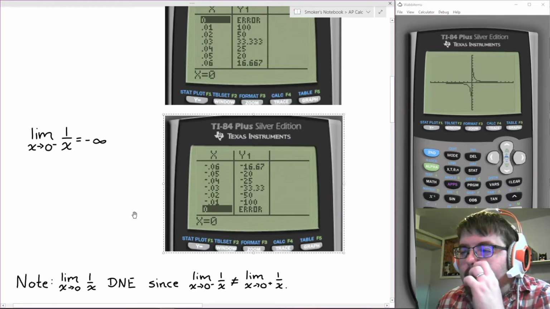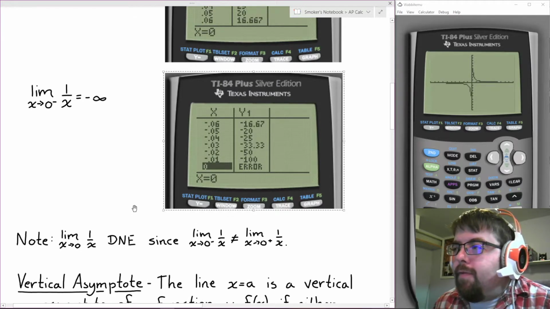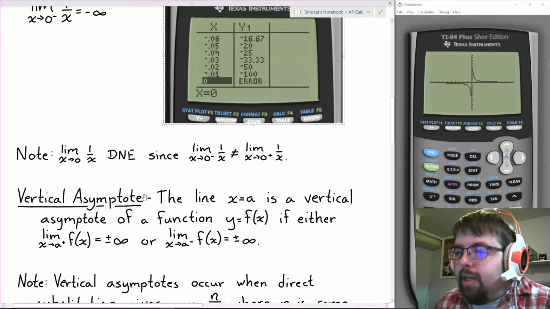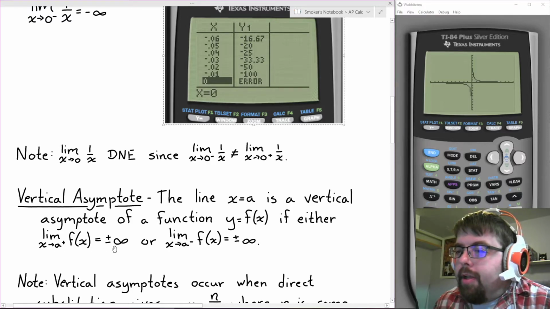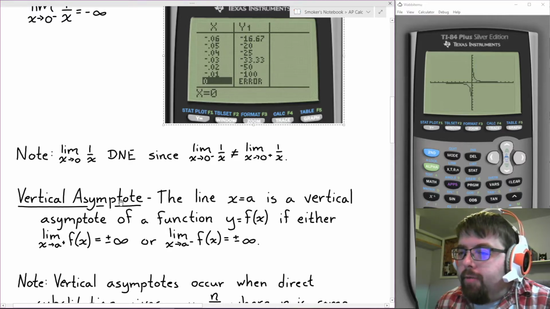And this will give us our definition for vertical asymptote. The real math definition is that a line x equals a is a vertical asymptote if the limit as x approaches a of f of x goes to positive or negative infinity. Remember, a horizontal asymptote's definition was as x approaches infinity, the function goes to a number. The vertical asymptote definition is as x approaches a number, the function goes to infinity.